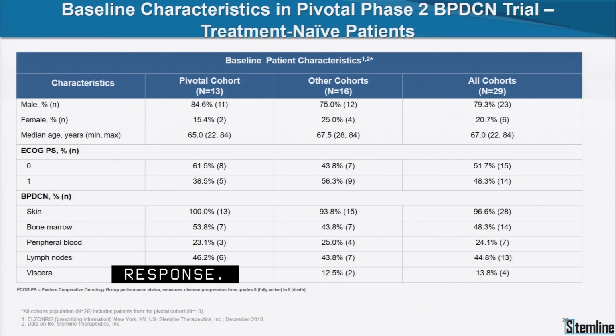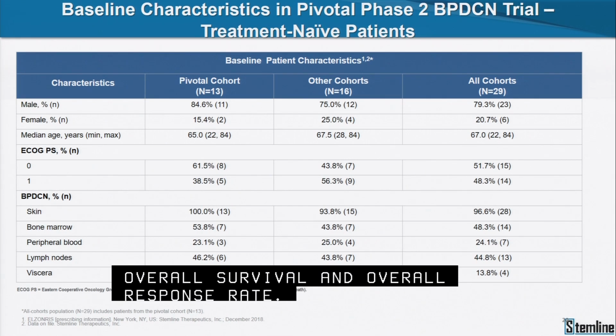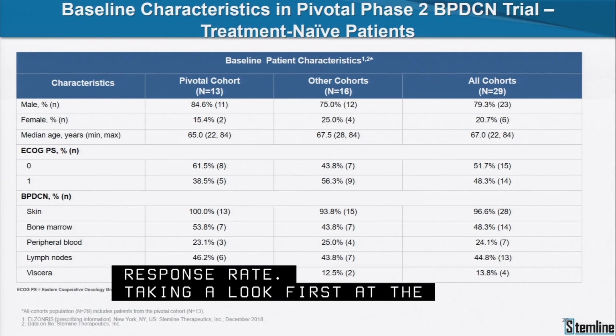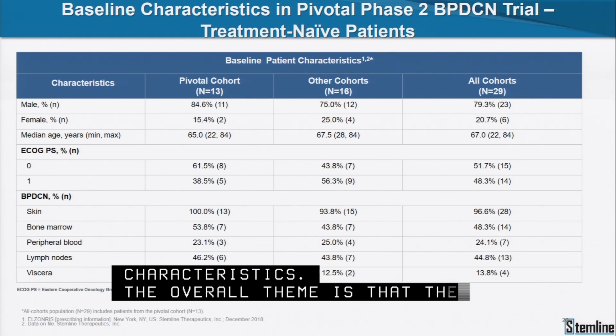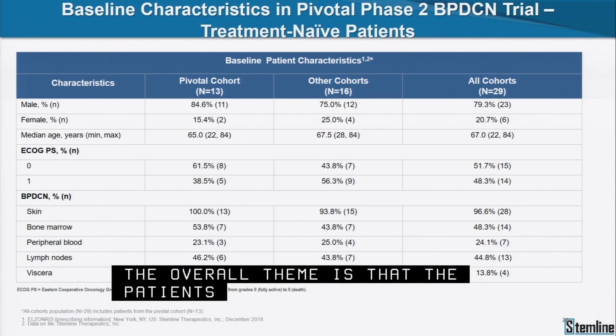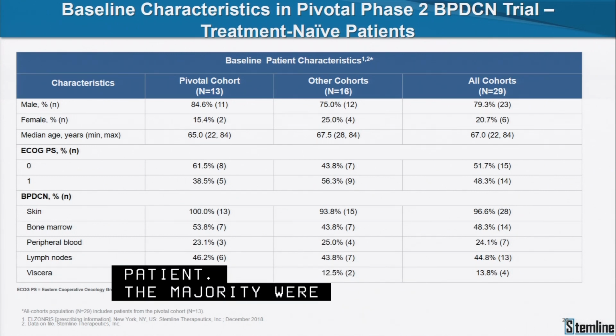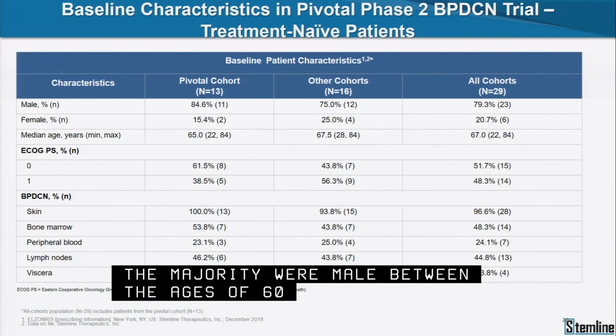Taking a look first at the treatment-naive population, you're looking at the baseline characteristics. The overall theme here is that the patients in our trial represented your typical BPDCN patient. The majority of patients were male, median age was between 60 and 70, and all but one patient had a skin lesion.